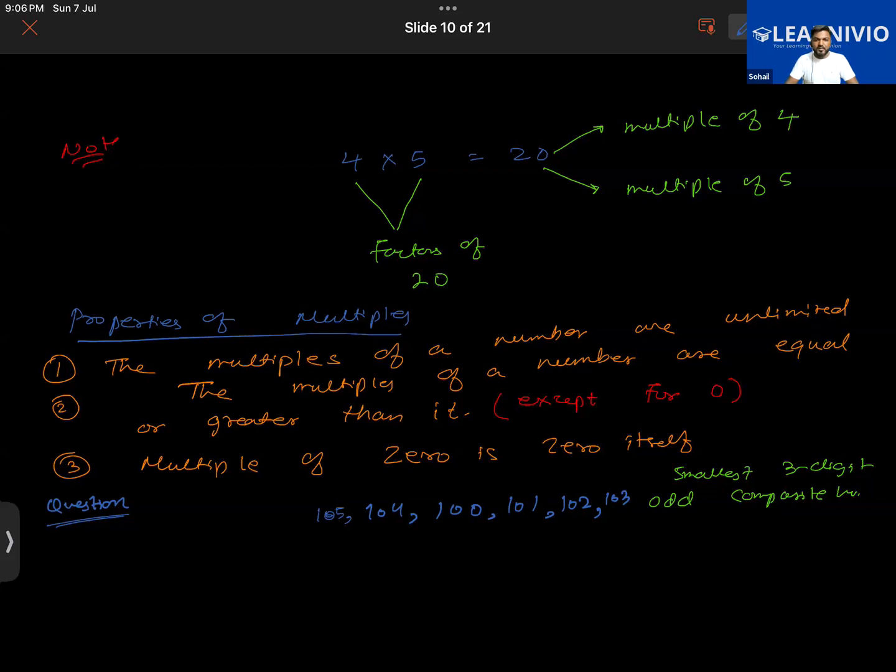Sumaya, you're done writing the properties of multiples? Yes. Okay. The question was to find the smallest three-digit odd composite number. The smallest three-digit number is 100, but 101, 102, 103, 104, none of them is an odd composite number. So you have 105 as the answer.